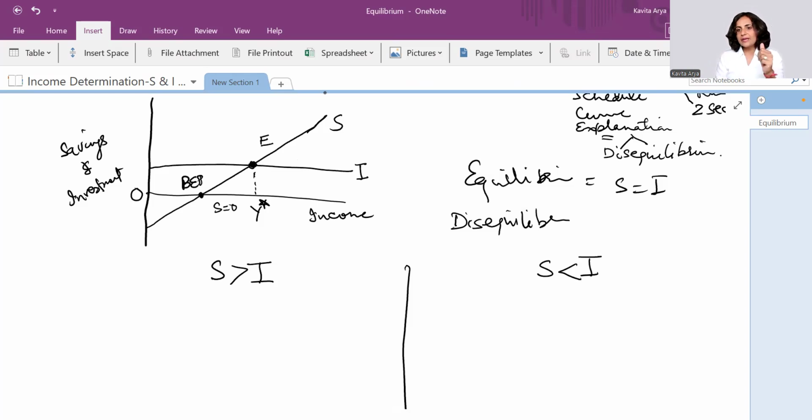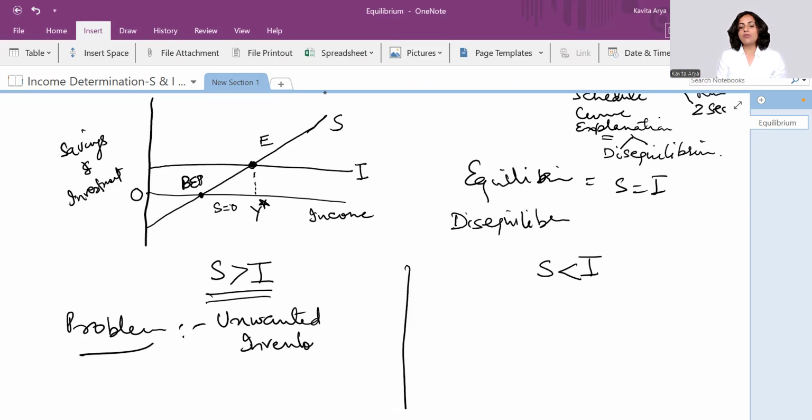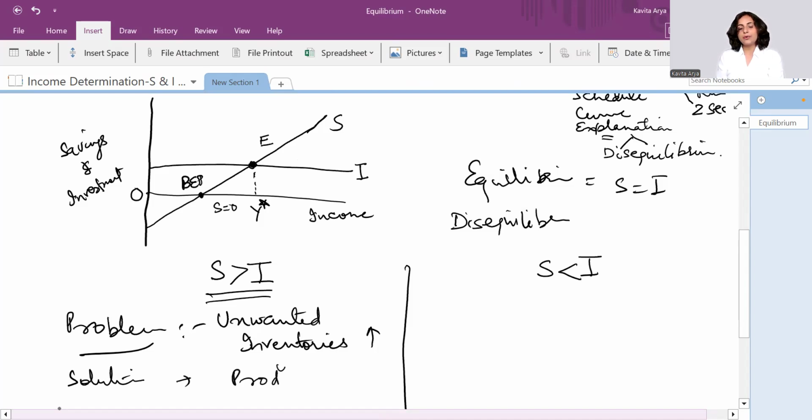So we have to just check it from the production point of view. Means if savings are more, people are not spending. It means there is unwanted stock, so unwanted inventories are there. Unwanted inventories means the stocks of inventories keep on piling up. Why? Because savings are more. People are saving more. They are not spending. So how to go about it? What's the solution? The solution is there should be a cut in the production.